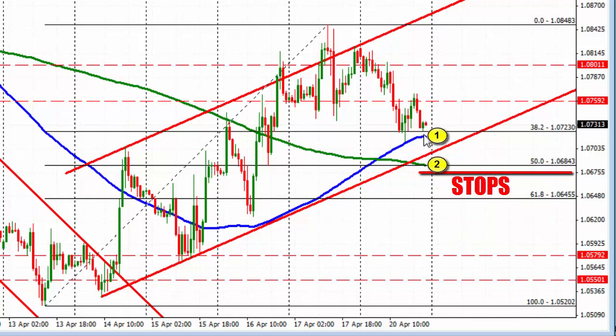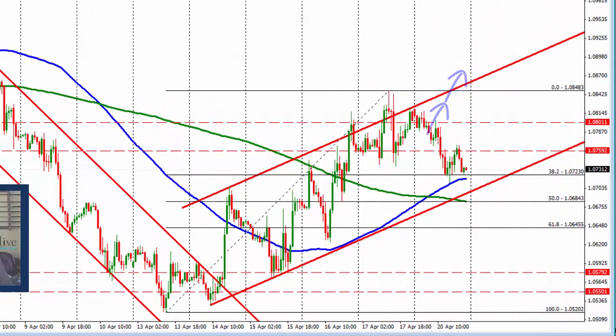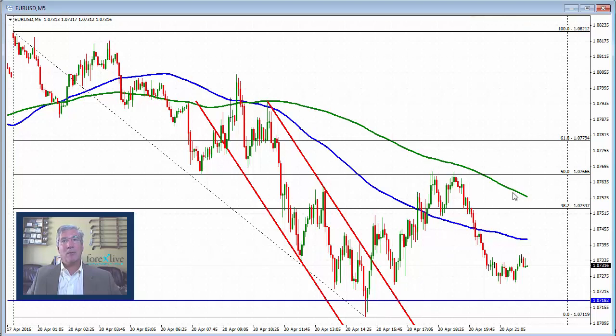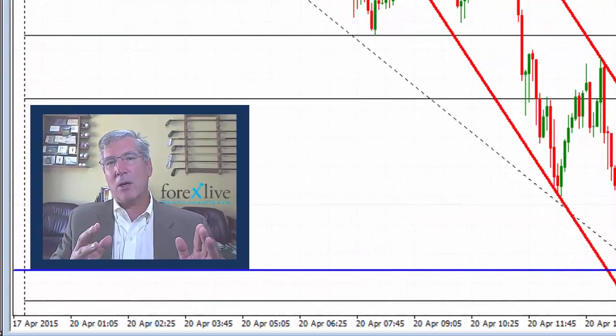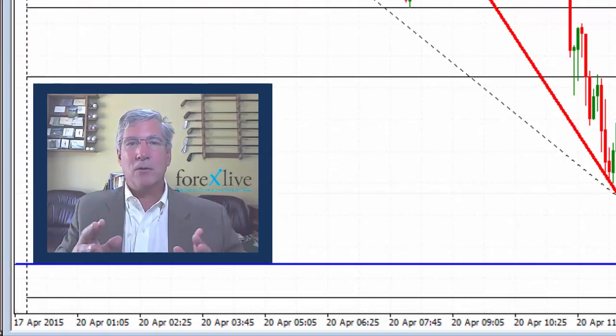If we can't get below the 100-hour moving average in the new trading day, look for a rotation to the upside, and ultimately we're going to need to get back above these moving averages here on the 5-minute chart, and also above the 50% of the day's trading range. That will be the week's trading range, and we'll look for a rotation higher from there. So that's a look at the euro versus US dollar. We finish up the first day of trading and look forward to the week ahead.